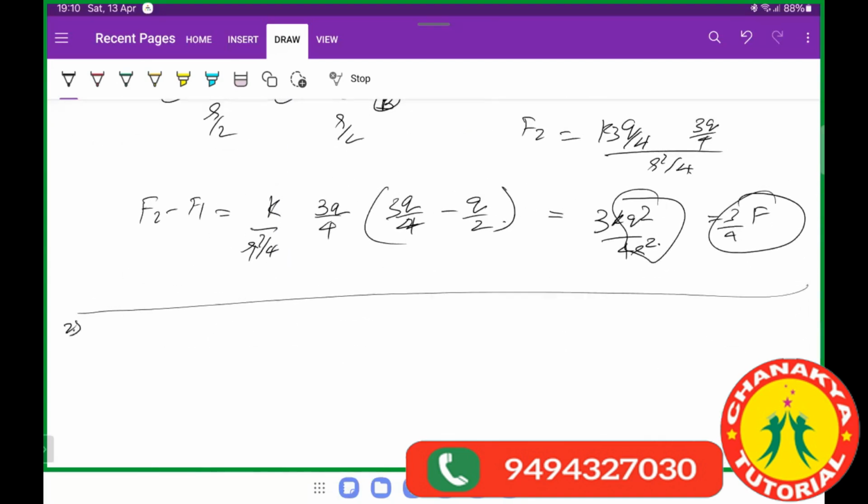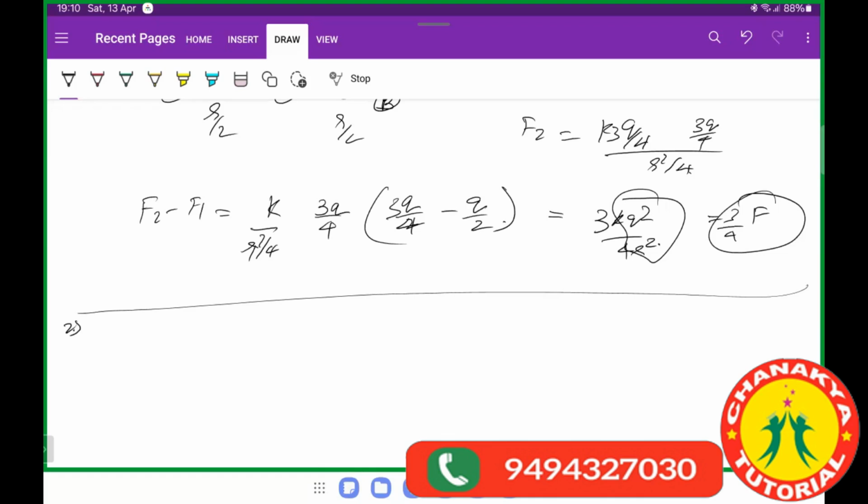Let's do the second one. Two identical positive charges Q each are fixed at a distance 2a apart from each other. Another point charge Q naught with a mass m is placed at the midpoint between the two fixed charges. For a small displacement along the line joining the fixed charges, the charge Q naught executes simple harmonic motion.